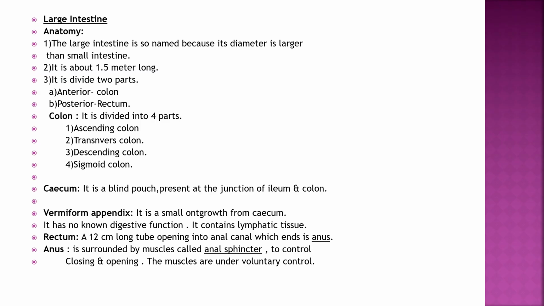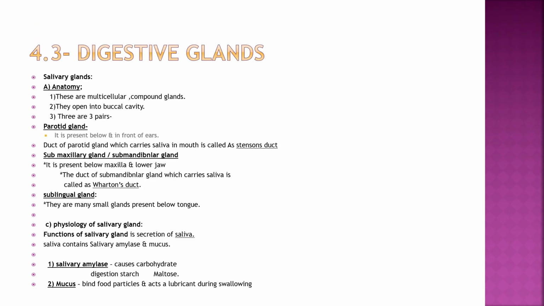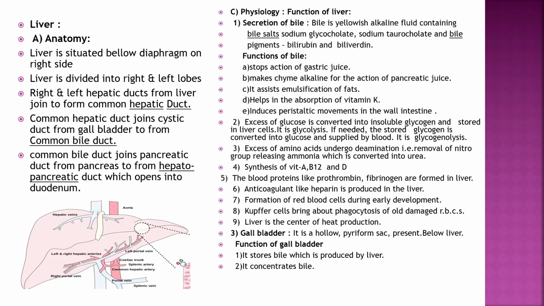Then accessory glands are present in the digestive system. They are the salivary glands. Second is the liver. It is present on the right side of the abdomen and secretes bile, which is mainly for the digestion and absorption of fat. The gallbladder is a small sac-like structure near the liver, which stores and concentrates bile.